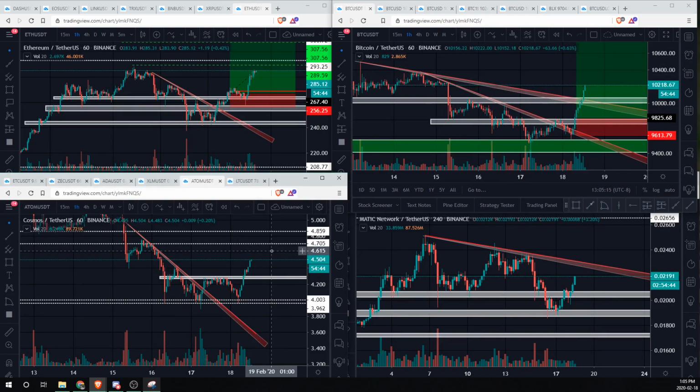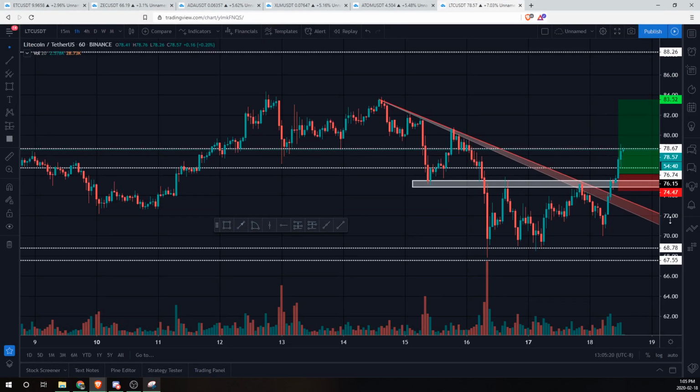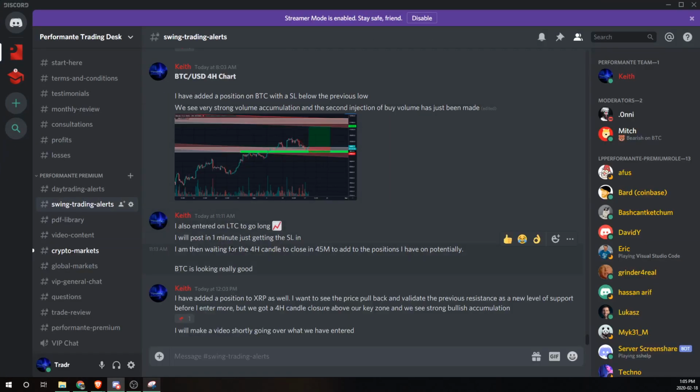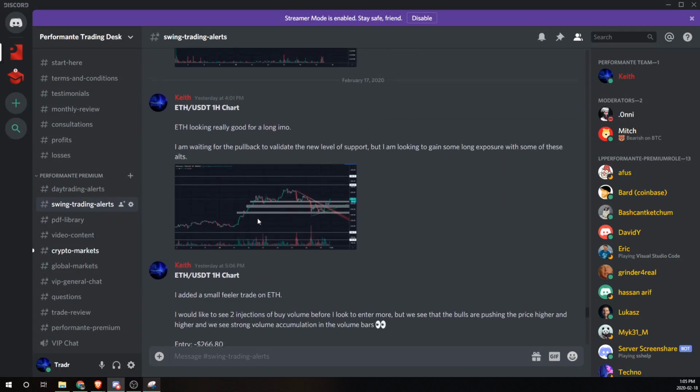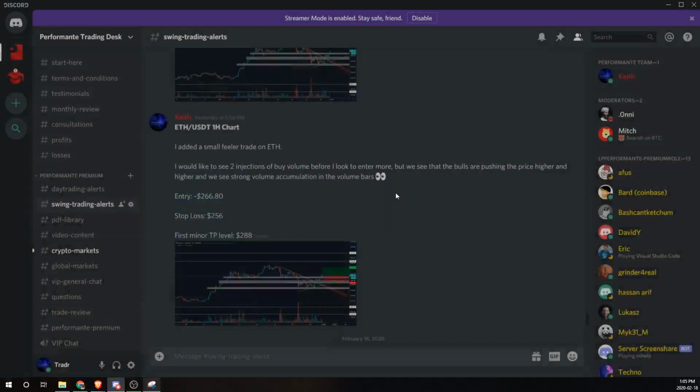Our chart looks really good. So let's cover the first one. We are in Litecoin, and we talked about it right here. Just give me one more second here. I'm just making sure I see it. There we go. So within the swing trade alerts, I also entered on ETC to get long, and then here's that I've added a position on BTC with a stop loss below previous low. And I do make a video here. And we also entered on Ethereum on the 1 hour chart here as well, which we'll get into.